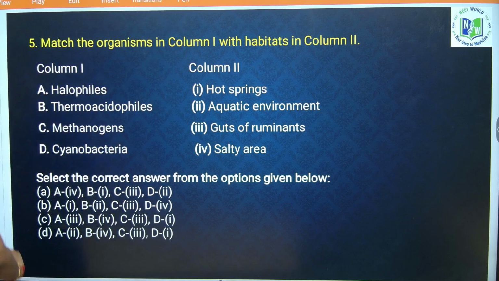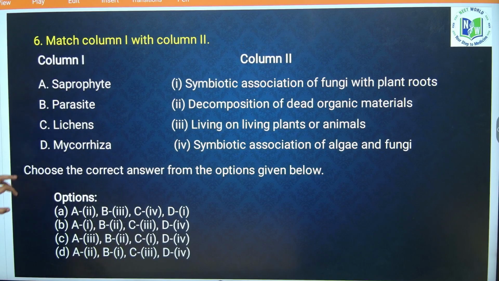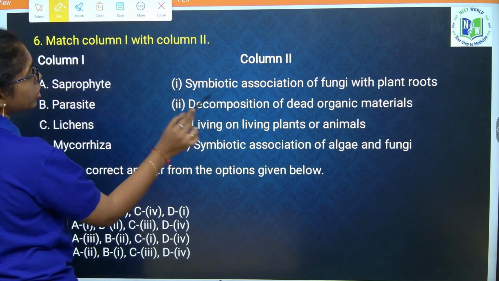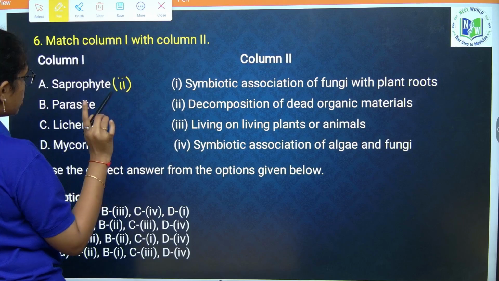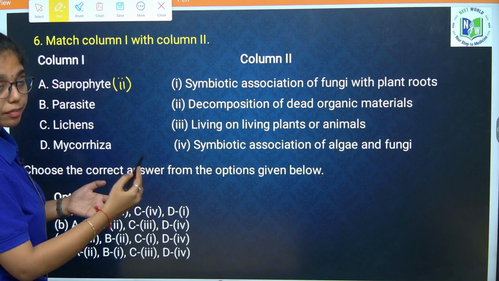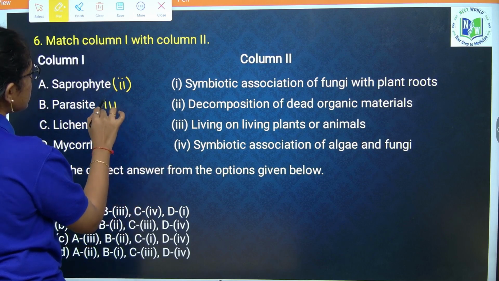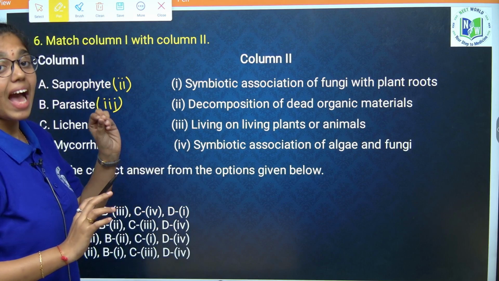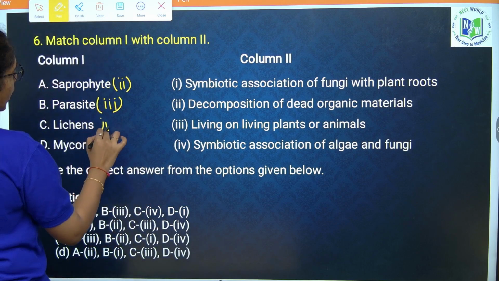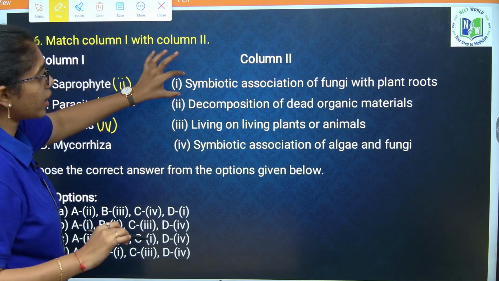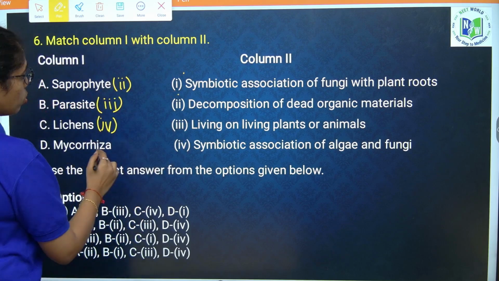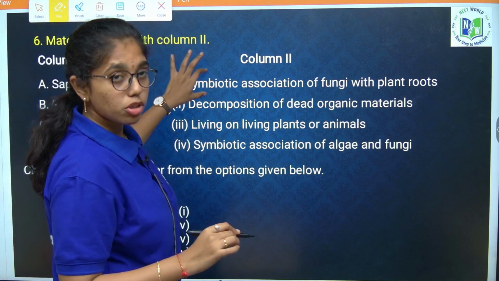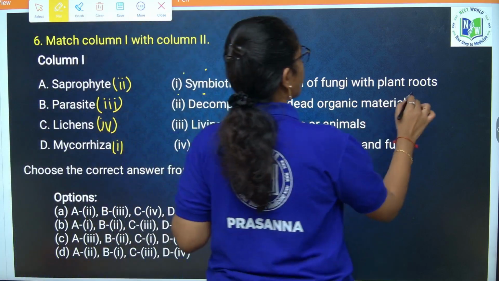Next. Here in column 1 and column 2, the saprophytic mode of nutrition includes decomposition of dead and decaying organisms, option 2. Parasite means the one which lives on living plants and animals, that is 3. Next, lichens, a symbiotic association between algae and fungi. Mycorrhiza is a symbiotic association between fungi and roots of higher plants. We have discussed it in gymnosperms also.